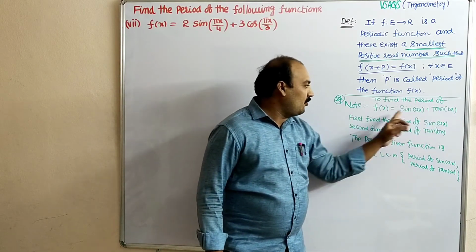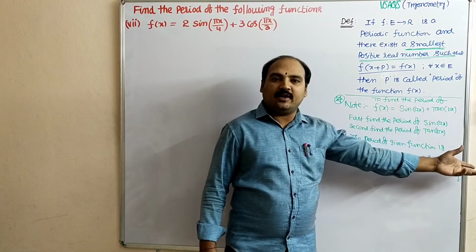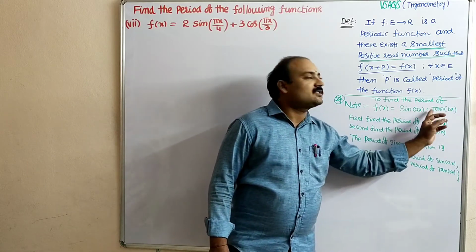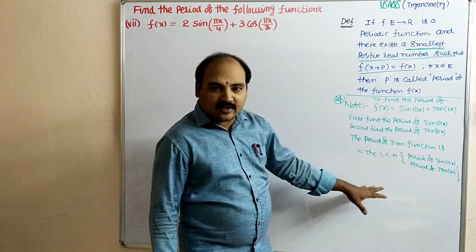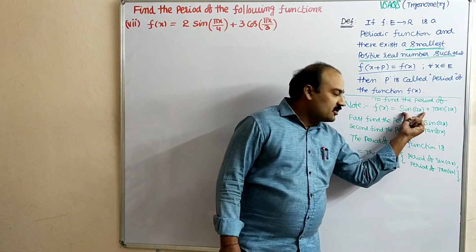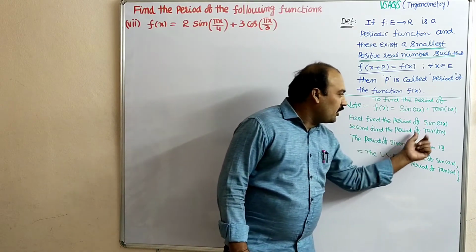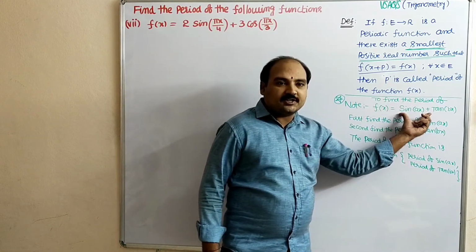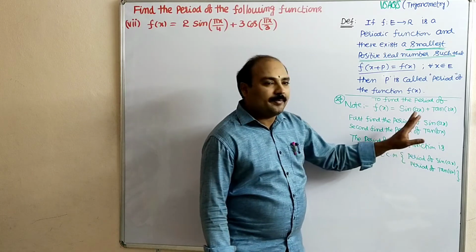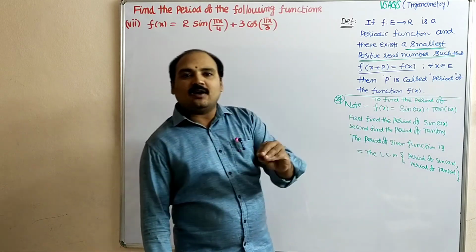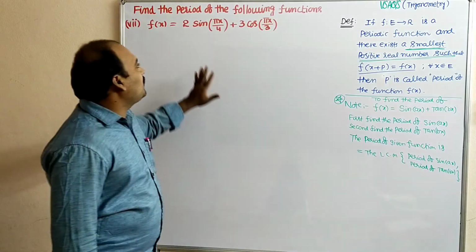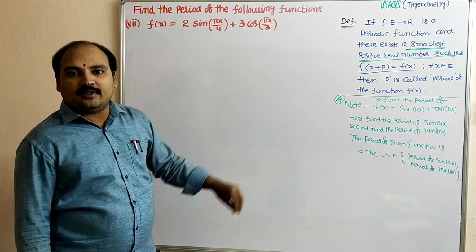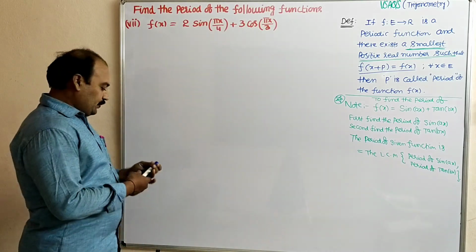To find the period of f of x equal to sin ax plus tan bx, or sin ax minus cos bx, sin ax plus cos bx, like these functions: first find the period of the first function. Second, find the period of the second function. After that, to find the period of the required function, the LCM of the periods of these two functions is the answer. So first calculate the period of each function, after that you can calculate the LCM of these two.